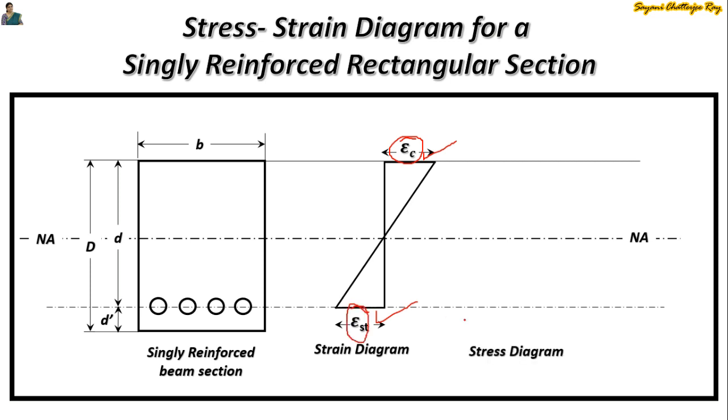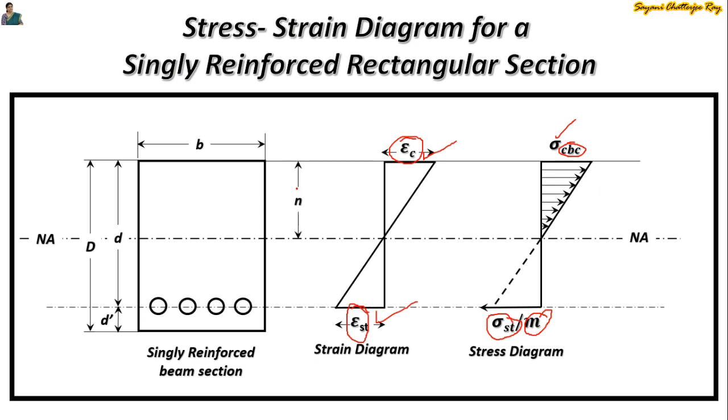Now I will be showing you the stress diagram for this singly reinforced beam section. Right in front of you is the stress diagram. The stress is denoted by sigma, and the suffix CBC stands for permissible stress in concrete in bending compression. Sigma St means the permissible stress in steel in tension, and m is the modular ratio. So this is the stress diagram for this beam section.